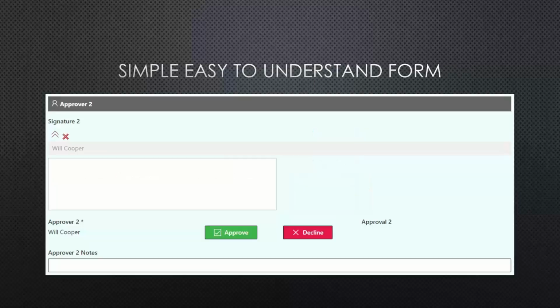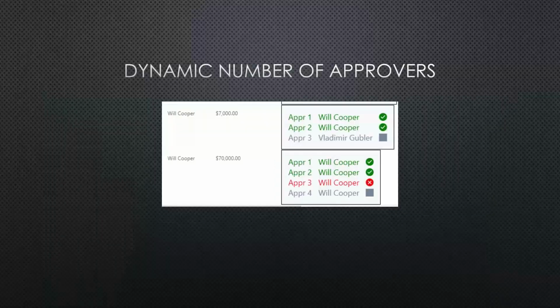Very important to have a good dashboard. The form itself should also be simple and easy to understand. This is showing one approval section, and hopefully you would agree this is very clear. You have a signature box, and then it's immediately obvious what somebody does to approve or decline in this situation. And then there's a notes field.